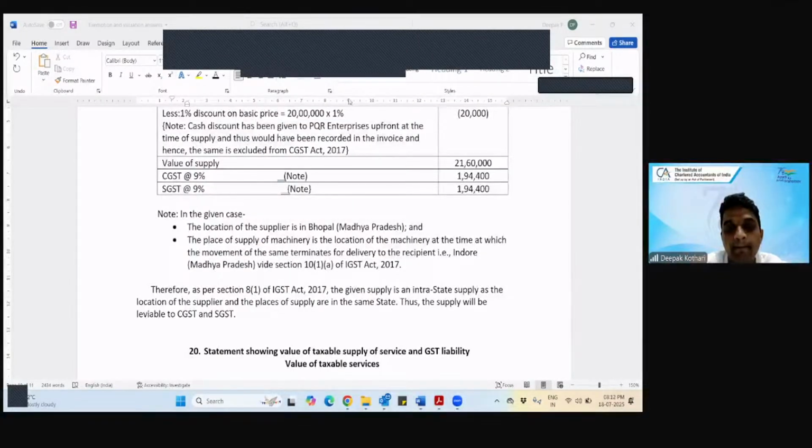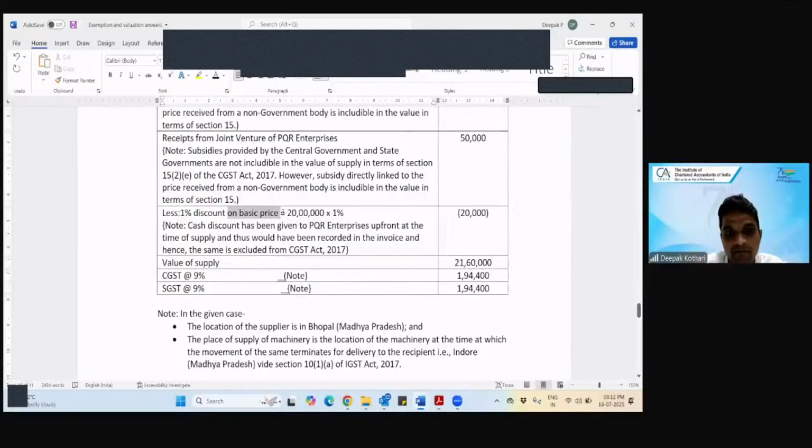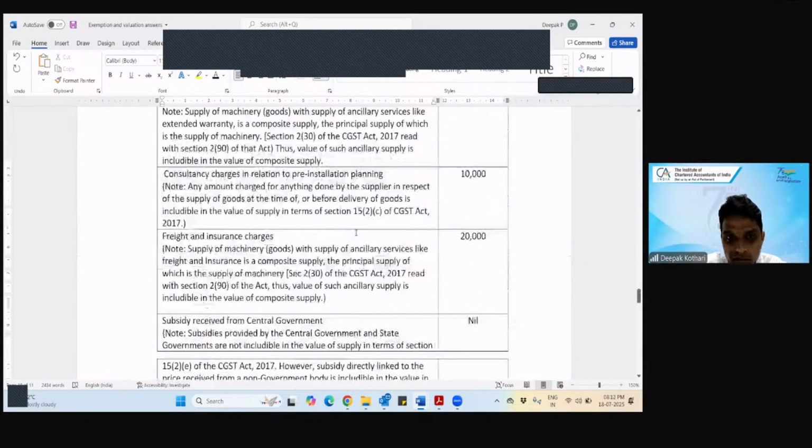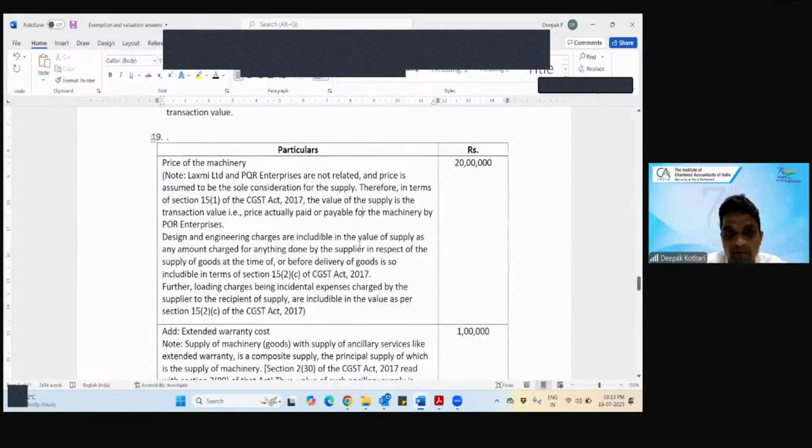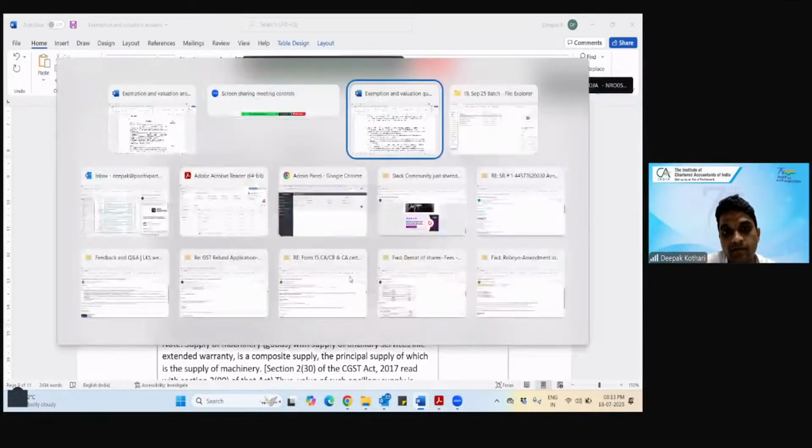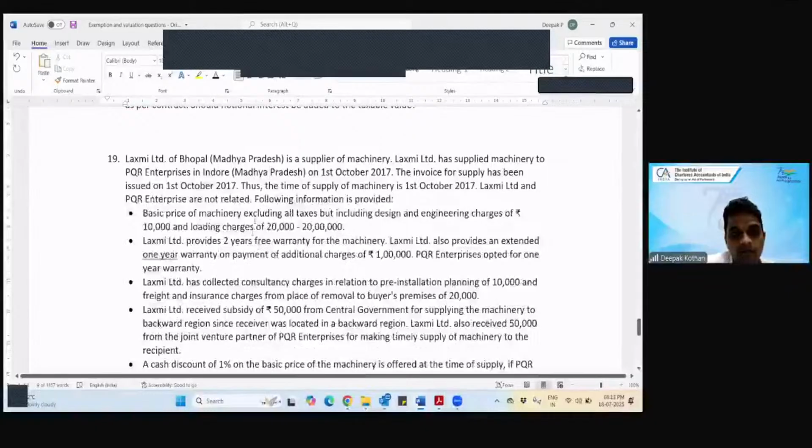Yes, Miss Pooja. Sir, you have taken 1% of 20 lakh, but in 20 lakh there are other charges also, and in this question it is given that it is 1% of the basic charge. So why do you take 20 lakh for the discount?